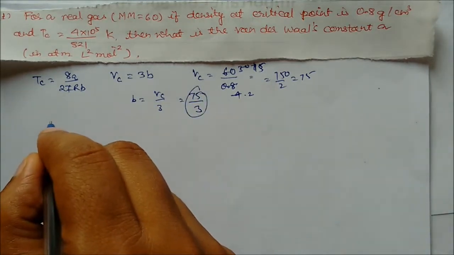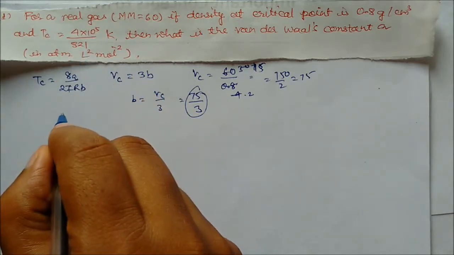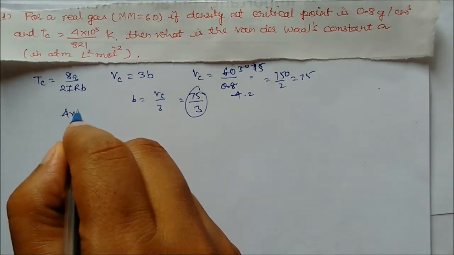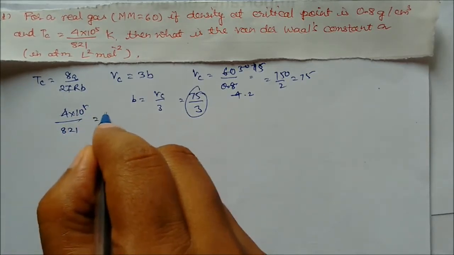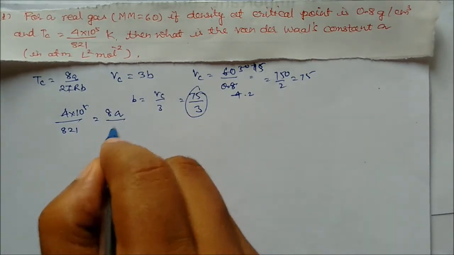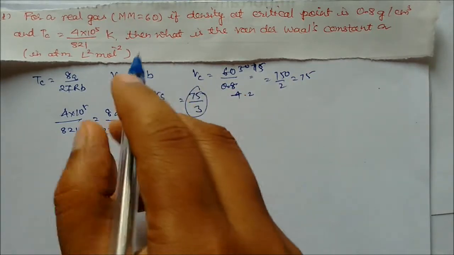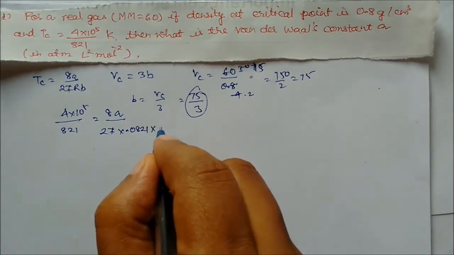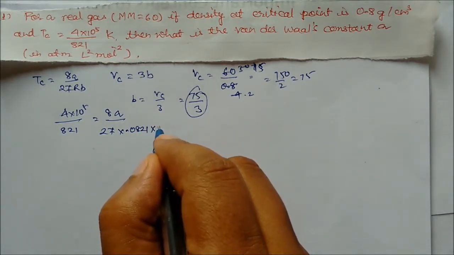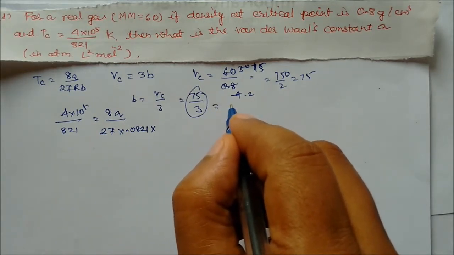So Tc we know is given here, 4 into 10 to the power 5 by 821. So we can write here 4 into 10 to the power 5 divided by 821 equal to 8 A, A we don't know, divided by 27 R. R is the gas constant. This is given in atmospheric pressure units, so 0.0821, and multiplied by B, which is given here. So we solve it.